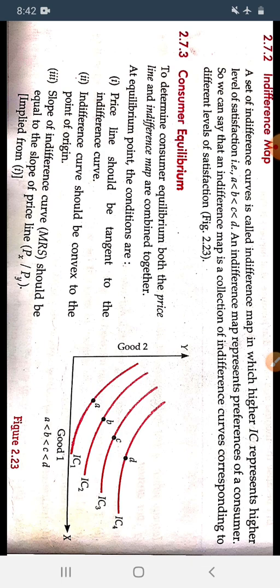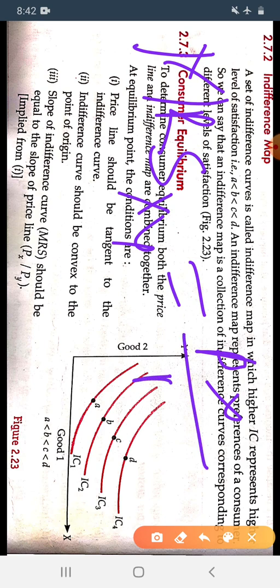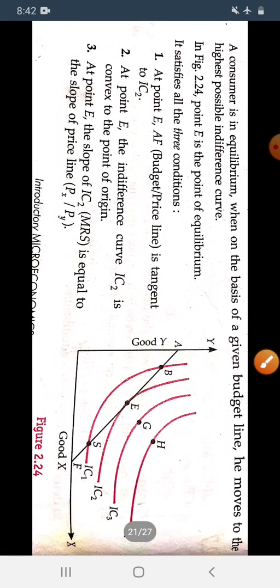So MRS xy is equal to Px upon Py. This is the condition. Next, a consumer is in equilibrium when, on the basis of the given budget line, he moves to the highest possible indifference curve.